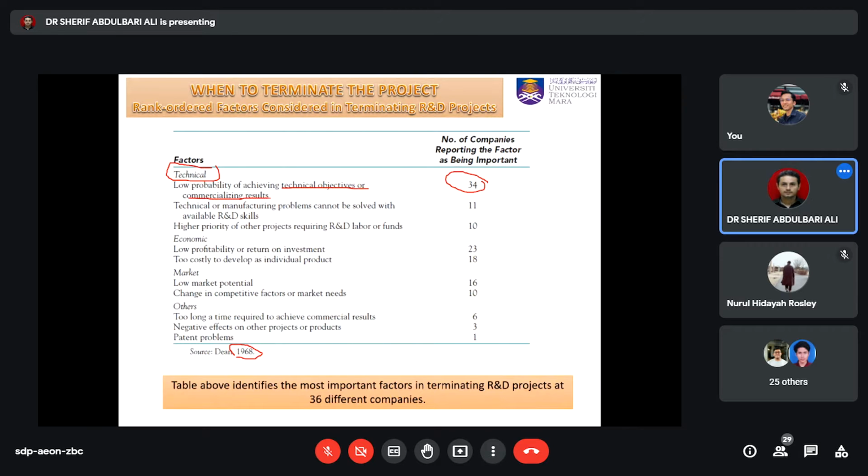This means after you finish the project, maybe you cannot commercialize it. So this is a factor that is rather high. Technical or manufacturing problems cannot be solved with the available R&D skills. This is 11. Okay, and so on. You can see all those factors here.